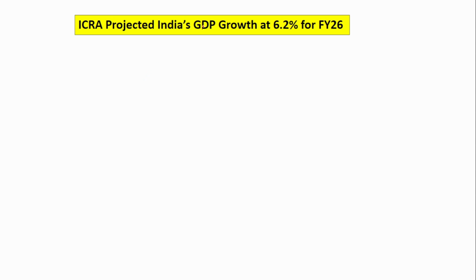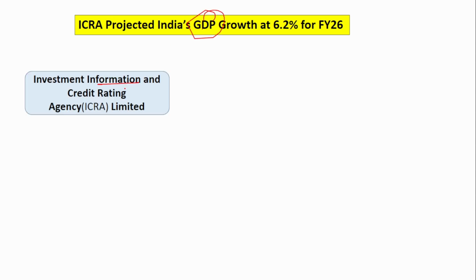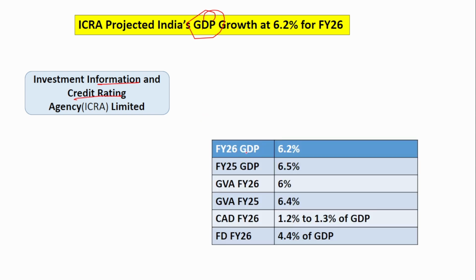The next news is about GDP projection. So the Investment Information and Credit Rating Agency has projected that India's GDP growth will be around 6.2% in financial year 26. In financial year 25, it was observed at 6.5%. So financial year 26 is expected to grow a little lesser than financial year 25. In case of gross value added, it is expected to be 6%, but in financial year 25, it was projected at 6.4%. Similarly, the current account deficit is going to be in the range between 1.2 to 1.3%, and the fiscal deficit is going to be around 4.4% of the GDP.